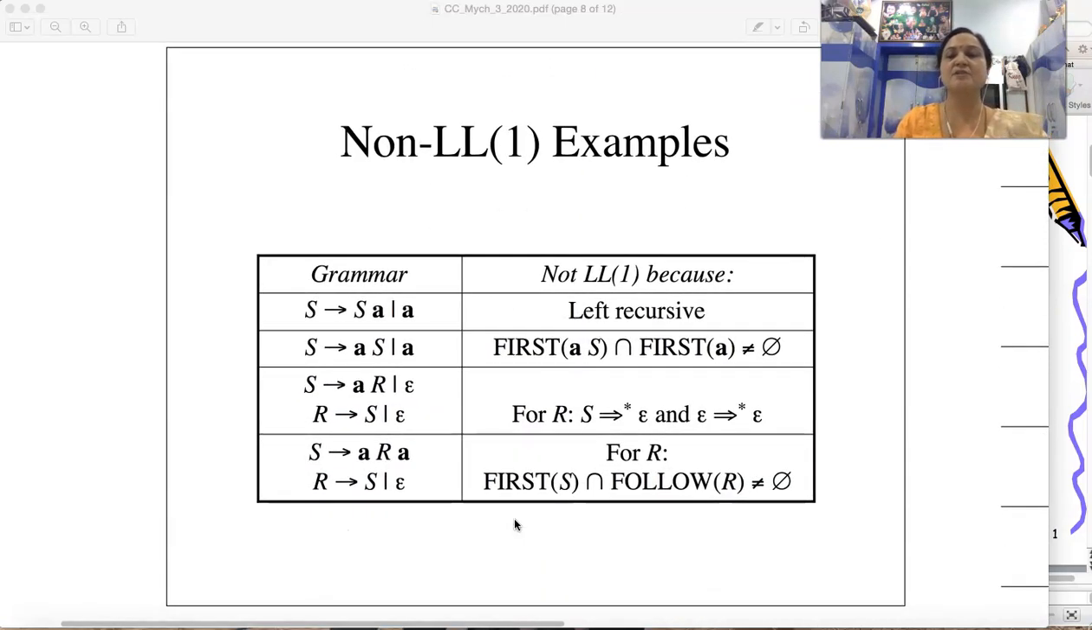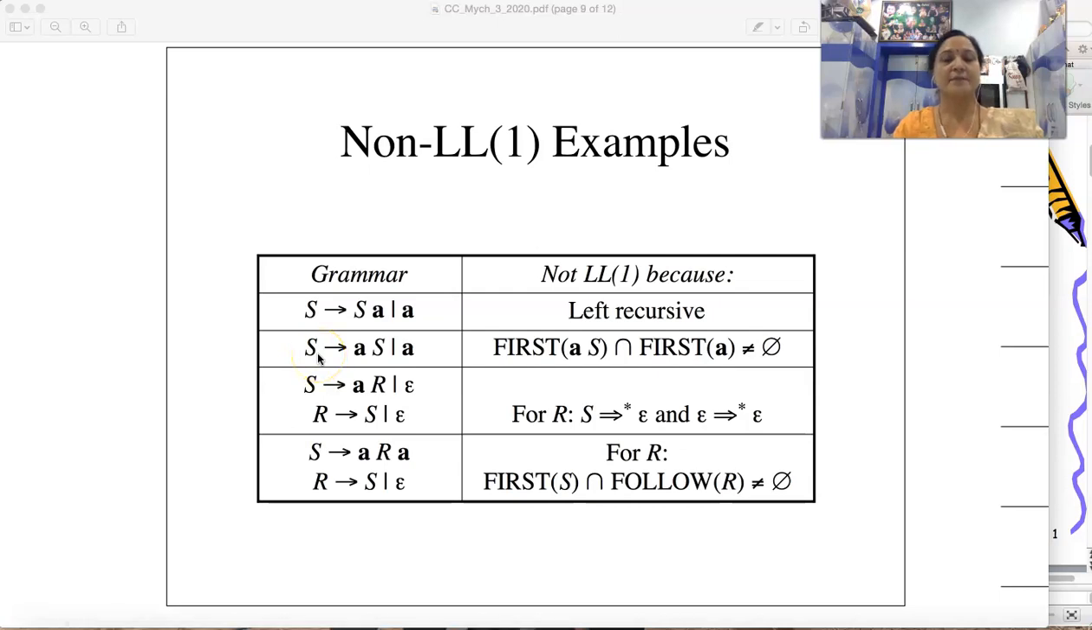These are the examples of non-LL1 grammar. Suppose we have a production S tends to SA or A. Now, is this production LL1? No, because this is a left recursion. S is immediately appearing at the right hand side of the production. So because of left recursion, this production is not LL1.